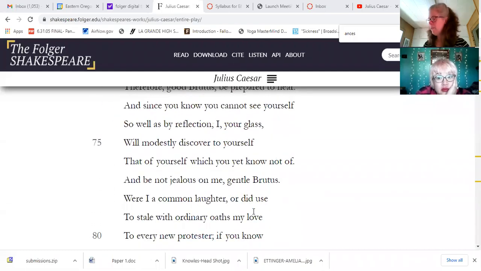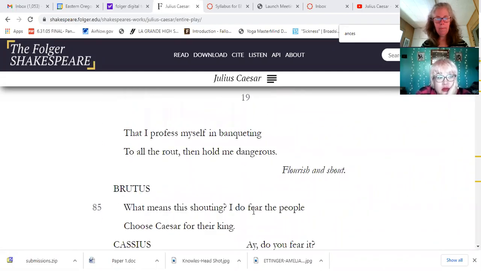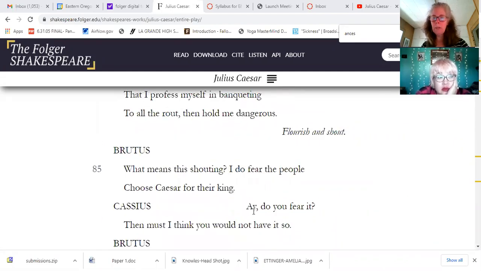I'm just going to see if I can find the line that I need. So this is when Brutus finally reveals what's up with him, right? He's worried. He says, I do fear the people choose Caesar for their king, right? So he's concerned that Caesar is going to make this move, basically crown himself, and that the mob, who are fickle, right, will support him. And so that's what's weighing him down.